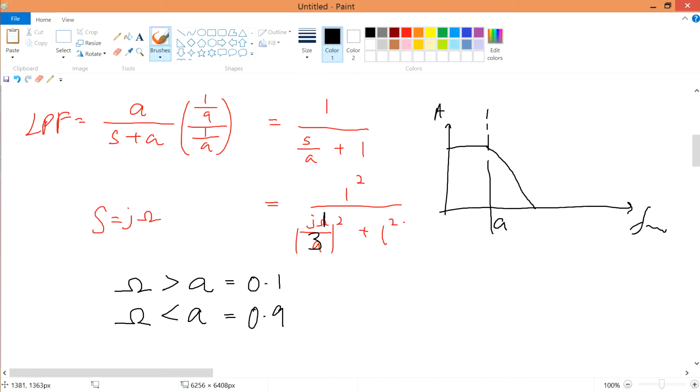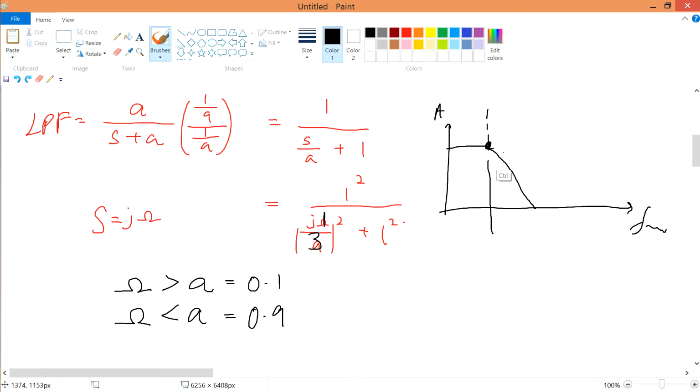This is where your cutoff frequency lies. When your frequency is larger than A, which is somewhere over here, you see your magnitude actually decreases. Correct? But therefore, this is the case where we are looking forward to something. We are looking at the point over here. What is this point such that it starts to actually go down?